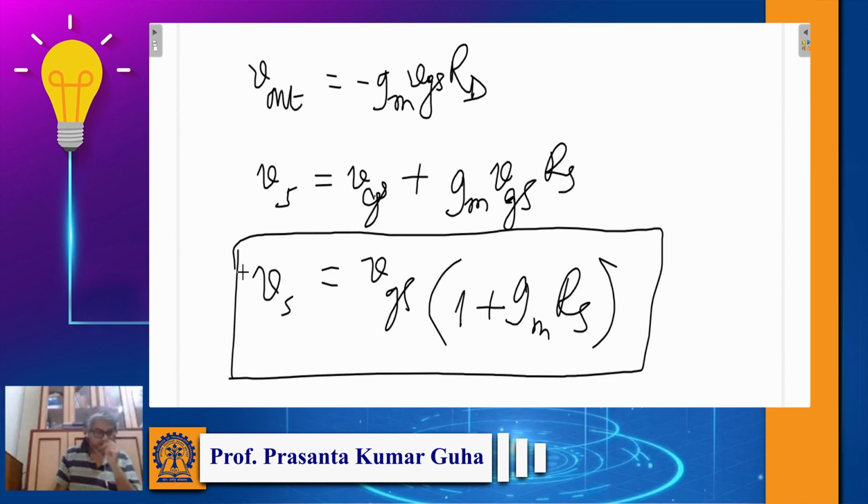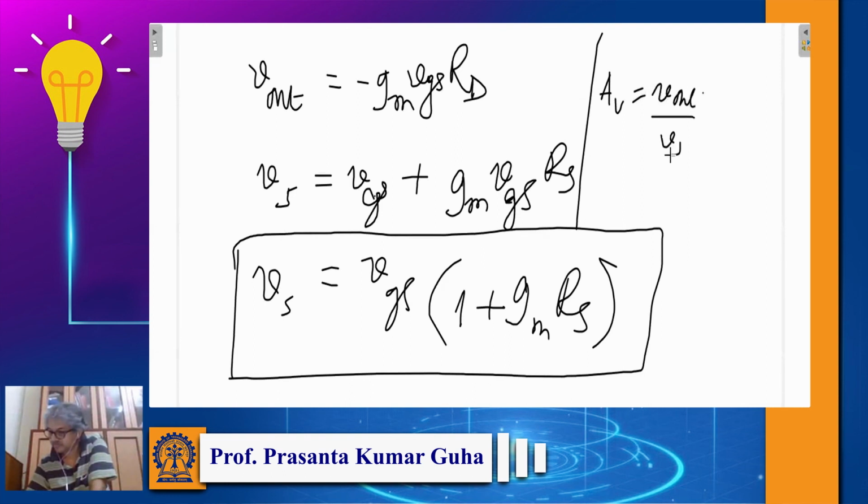Right, so in this case we can again find out the gain expression. Gain expression will be V out over Vs. You can straight away write the voltage gain in this case, V out over Vs, that is with a negative sign, GMRD by 1 plus GMRS.